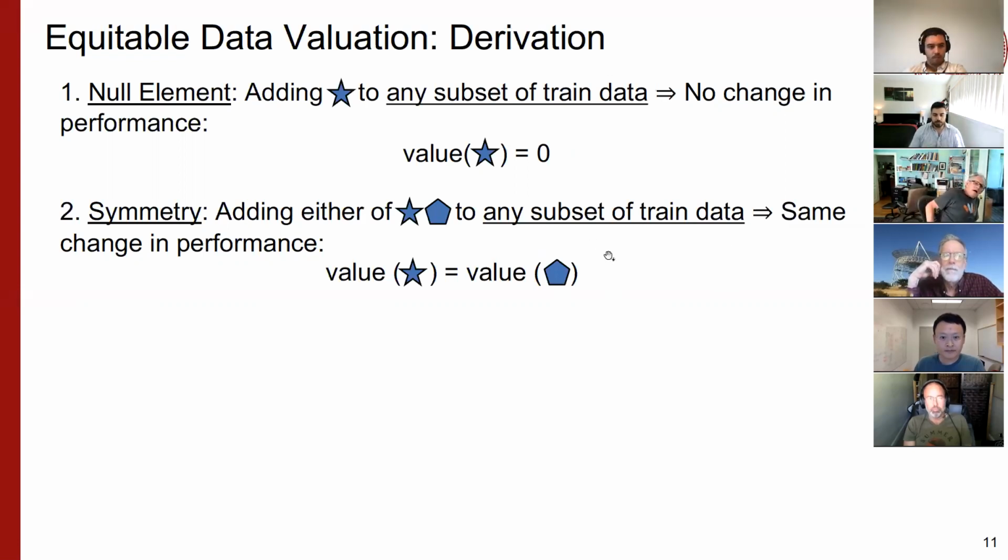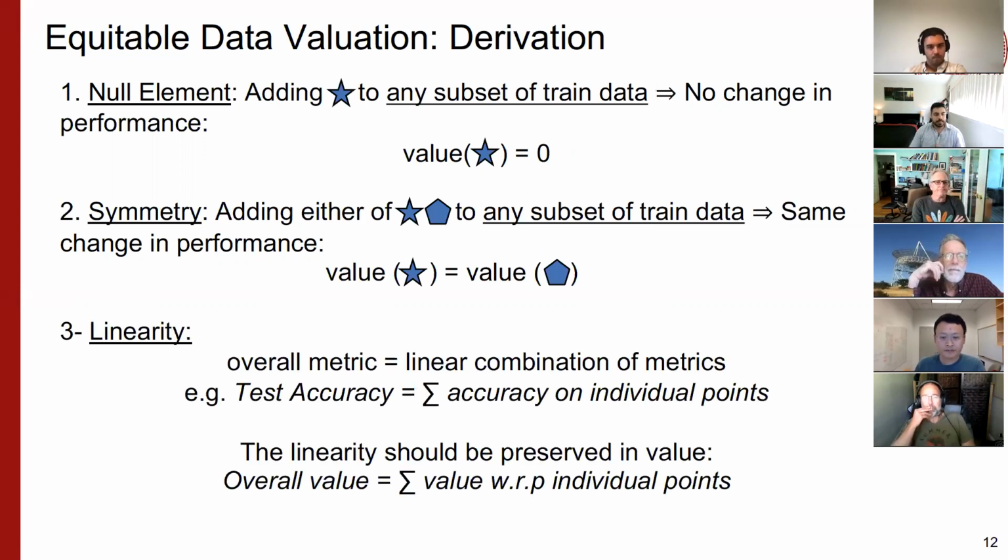Naturally, these two data points should get equal value for fairness. And the last condition is the linearity condition. It's more of a machine learning specific property, meaning that if your overall performance metric is a linear combination of individual metrics, that linearity should be preserved in the value.